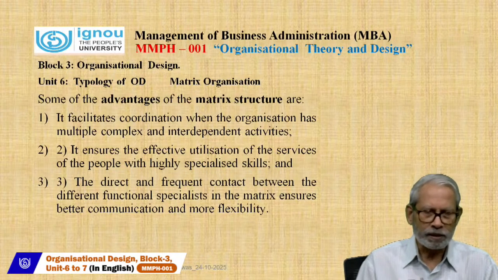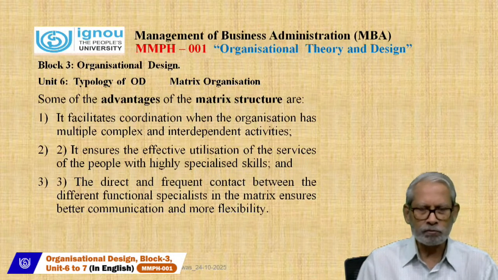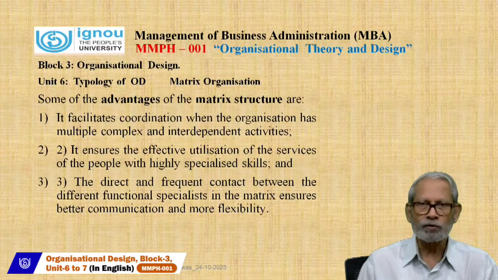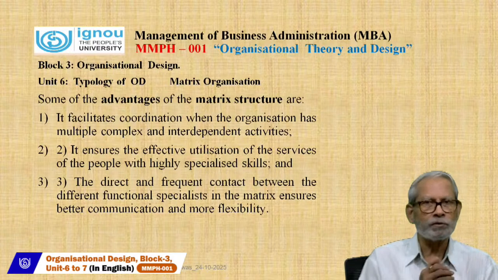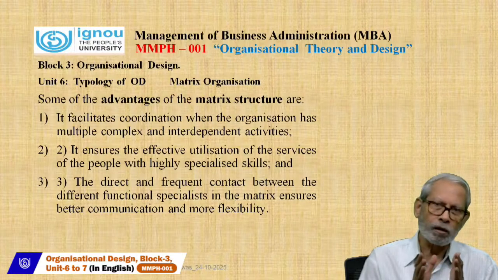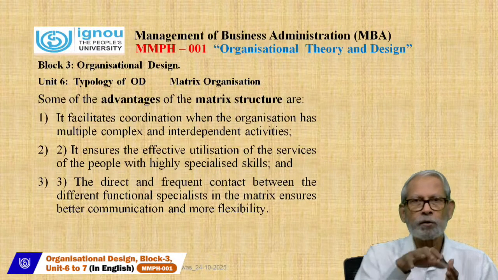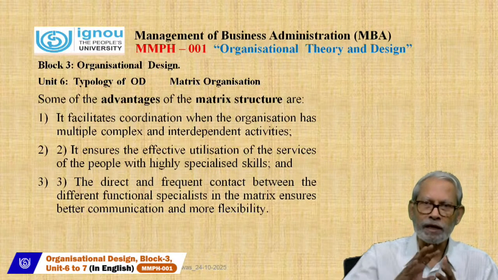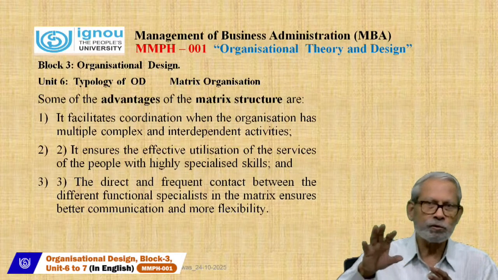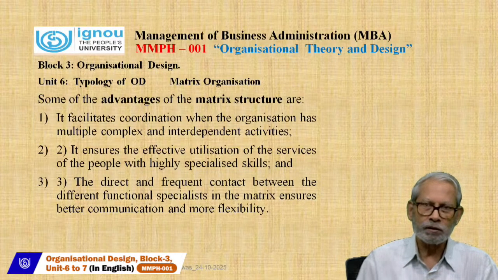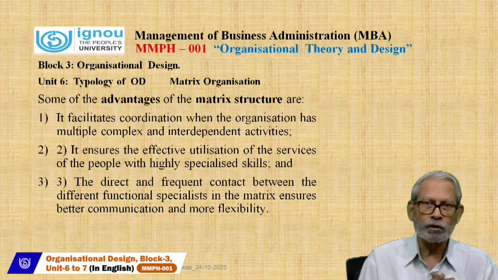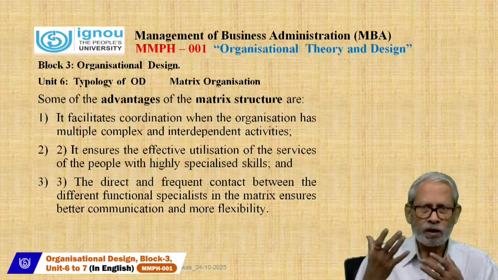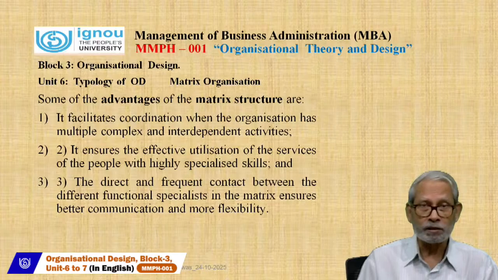The direct and frequent contact between the different functional specialists in the matrix assures better communication and more flexibility. Suppose, for example, you are a product manager in production cells. You can have direct access to discuss with your sales managers. The sales manager knows what is going on in the market, as do the marketing managers.